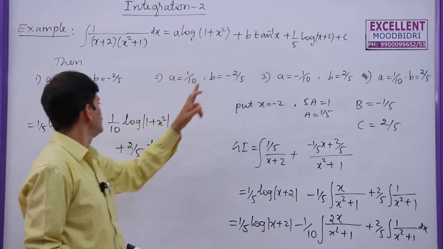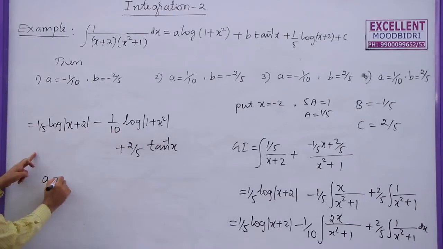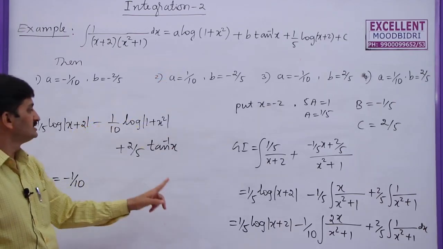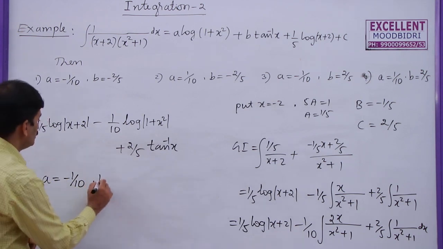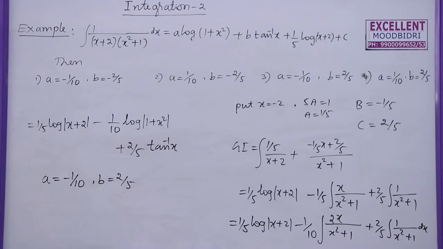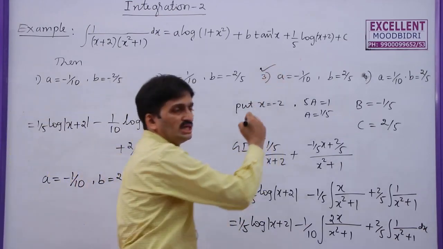A into log of 1 plus x square. Here it is. So what is a? Minus 1 by 10. B into tan inverse x. While comparing you get b equal to 2 by 5. So a is minus 1 by 10 and b is equal to 2 by 5. So which option? Third option.